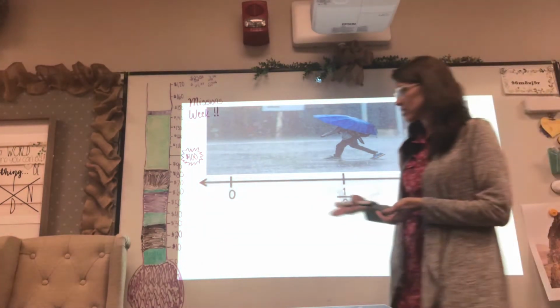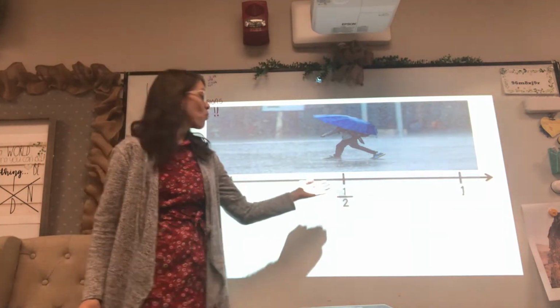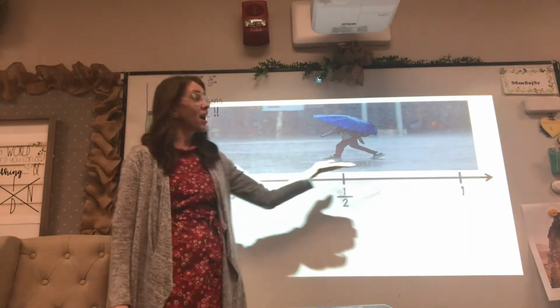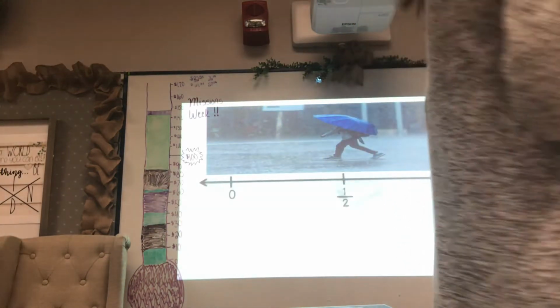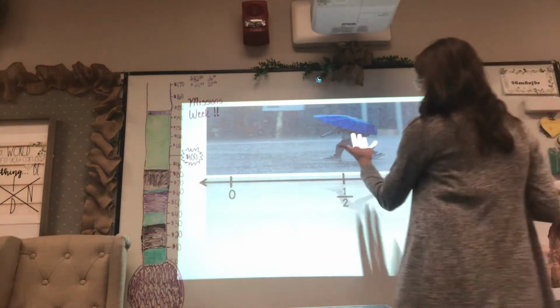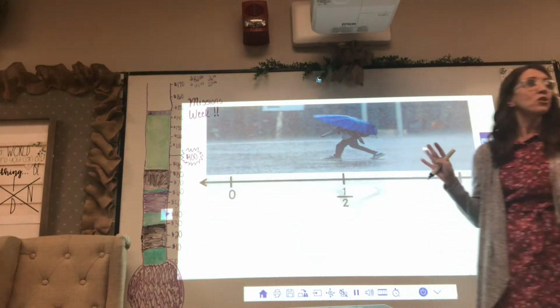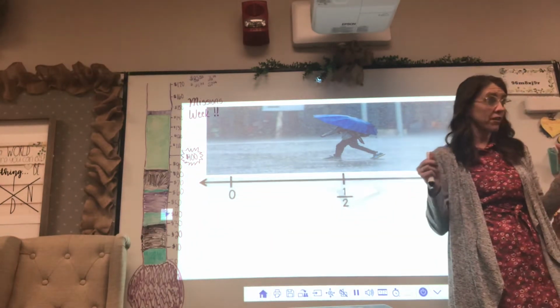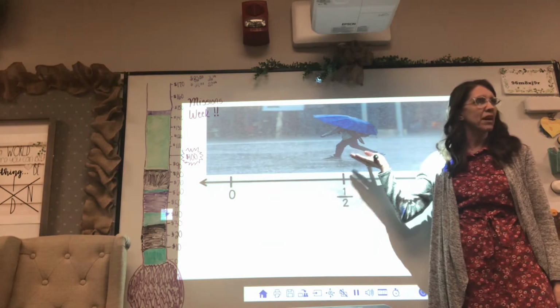whether the fraction is closest to 0, 1/2, or a whole. We're going to estimate on the number line which one it is closest to. So we're going to basically pretend we are this person underneath this umbrella. All right? And you want to get the closest you can get to cover, right? I should have really had a person without an umbrella, right? That would have been a better analogy.